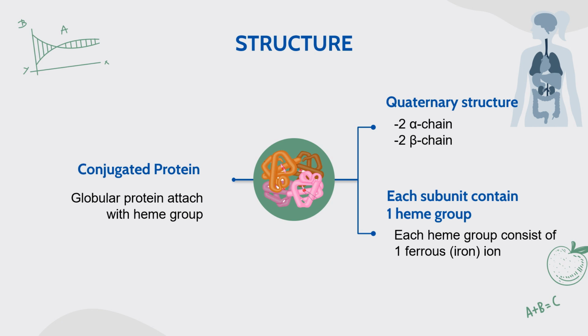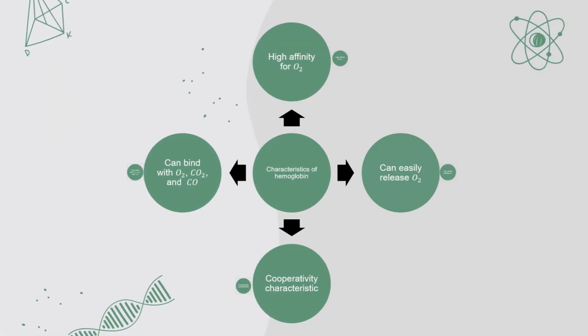This makes the hemoglobin capable of carrying 1 oxygen molecule. So, 1 hemoglobin can carry 4 oxygen molecules because it contains 4 polypeptide chains. Next one is characteristic of hemoglobin as a respiratory pigment.